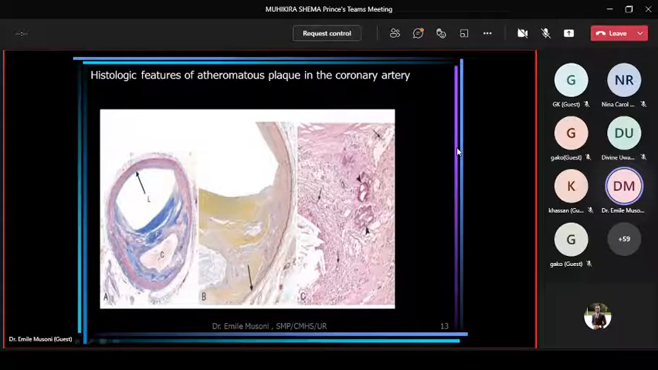Here it is an image with histologic features of atherosclerotic plaque in the coronary artery. Here it is in the wall of the coronary artery. Here you see this yellow one is fat.